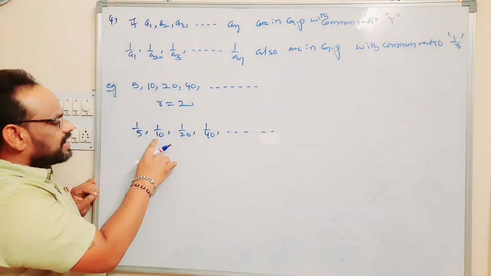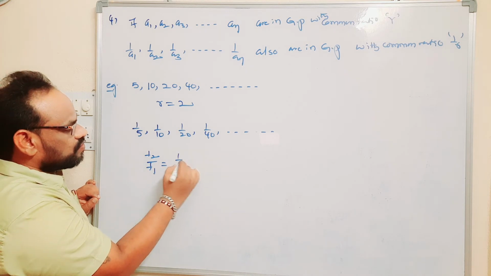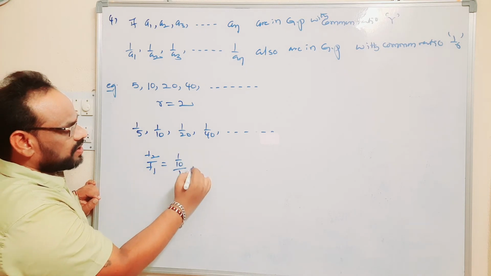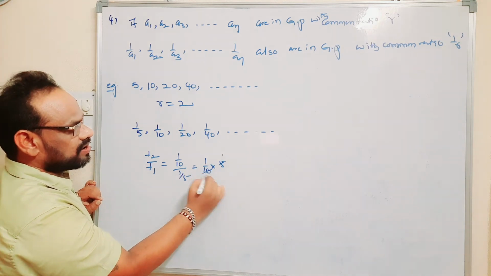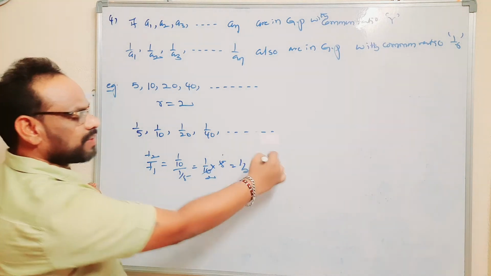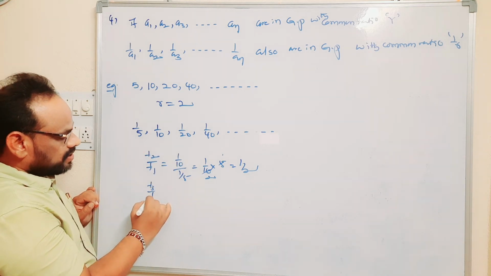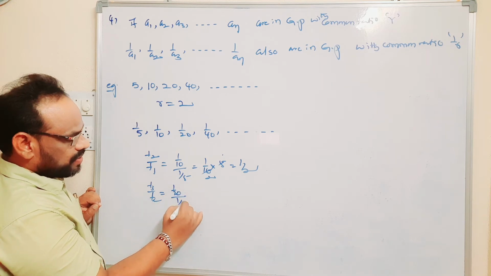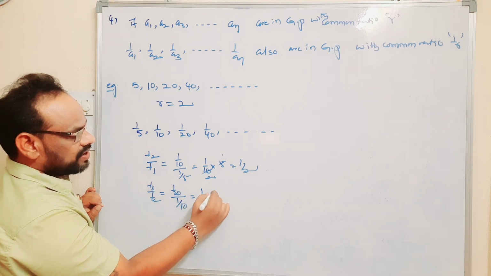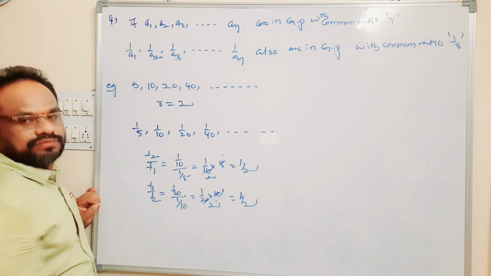Observe here, T2 by T1 is nothing but 1 by 10 by 1 by 5. That is equal to 1 by 10 into its reciprocal 5. 5 ones are 5, 5 twos are 10. We will get 1 by 2. T3 by T2 is nothing but 1 by 20 by 1 by 10. That is equal to 1 by 20 into its reciprocal 10 by 1, which is nothing but 10. 10 ones are 10, 10 twos are 20, 1 by 2.